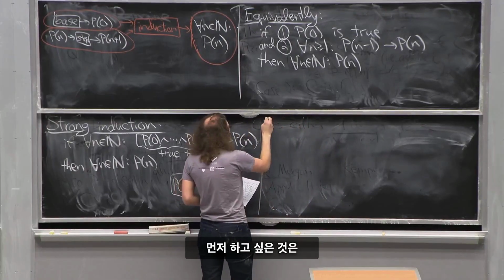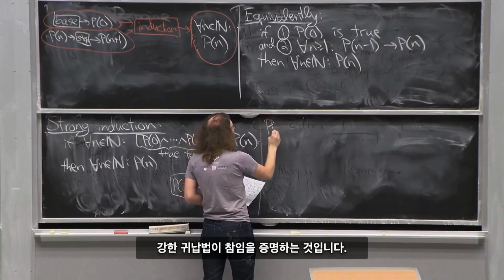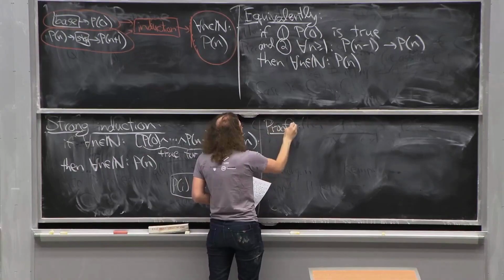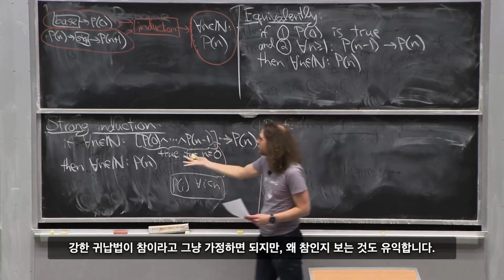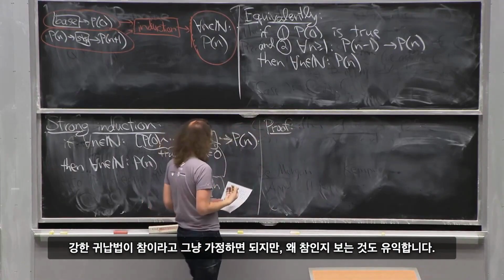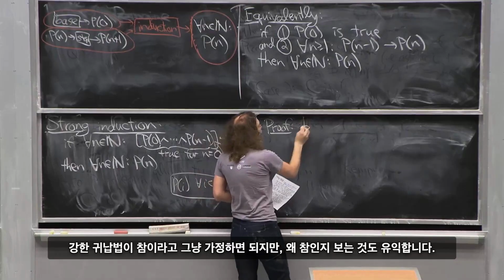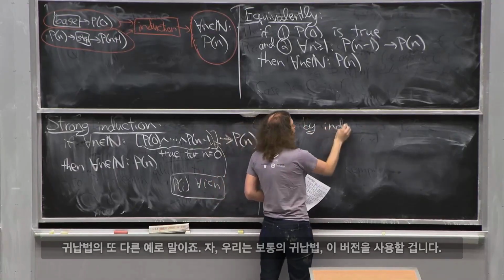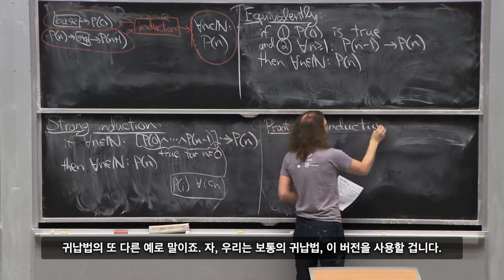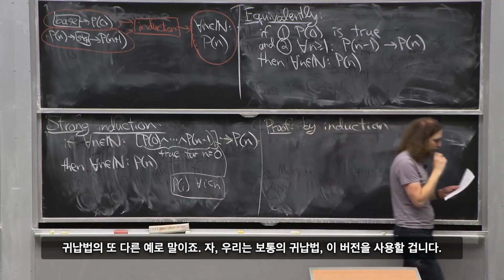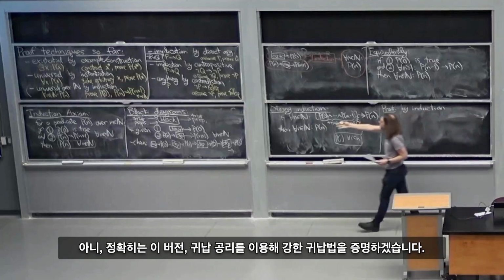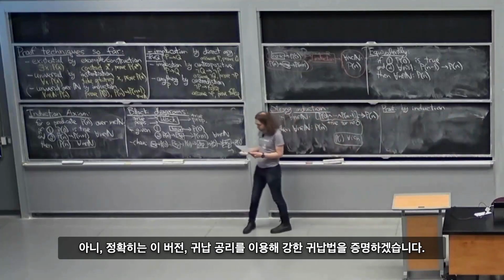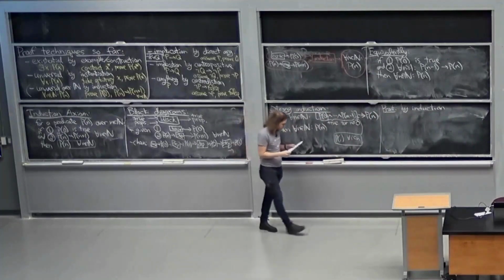What I'd like to do first is actually prove that strong induction is true. This is not something you would repeat in your homework. You should just assume strong induction is true. But I think it's instructive to see why it's true as yet another example of induction. Okay, so we're going to use regular induction, this version, or actually I think this version, the induction axiom, to prove strong induction.